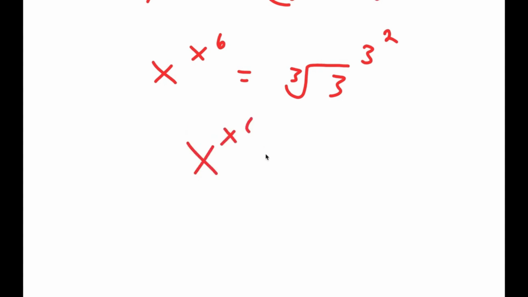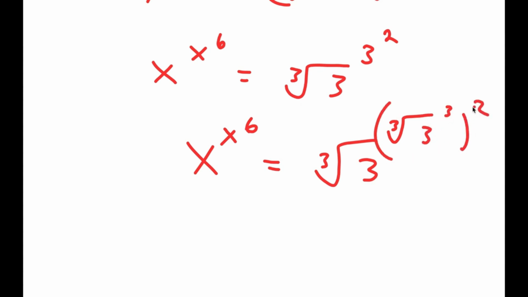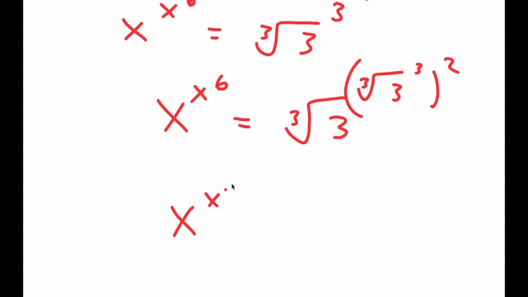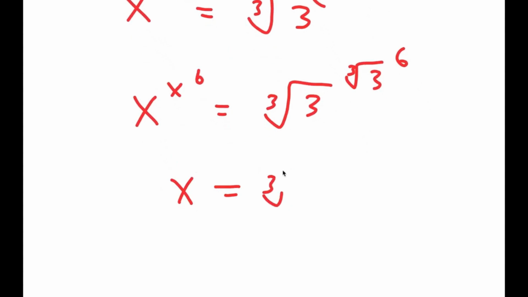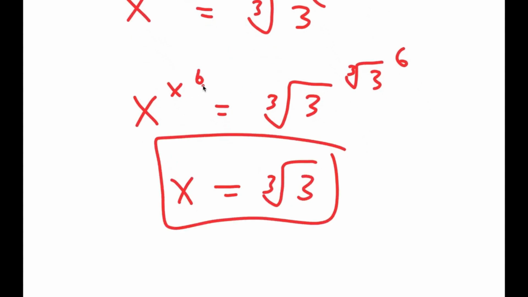Now from here, I get x to the power of x to the power of 6 is equal to the cube root of 3 to the power of the cube root of 3 to the power of 3 to the power of 2. And this is equal to the cube root of 3 to the power of the cube root of 3 to the power of 6. Meaning x is equal to the cube root of 3, because it's in the form x to the power of x to the power of 6. So x in this case is the cube root of 3.